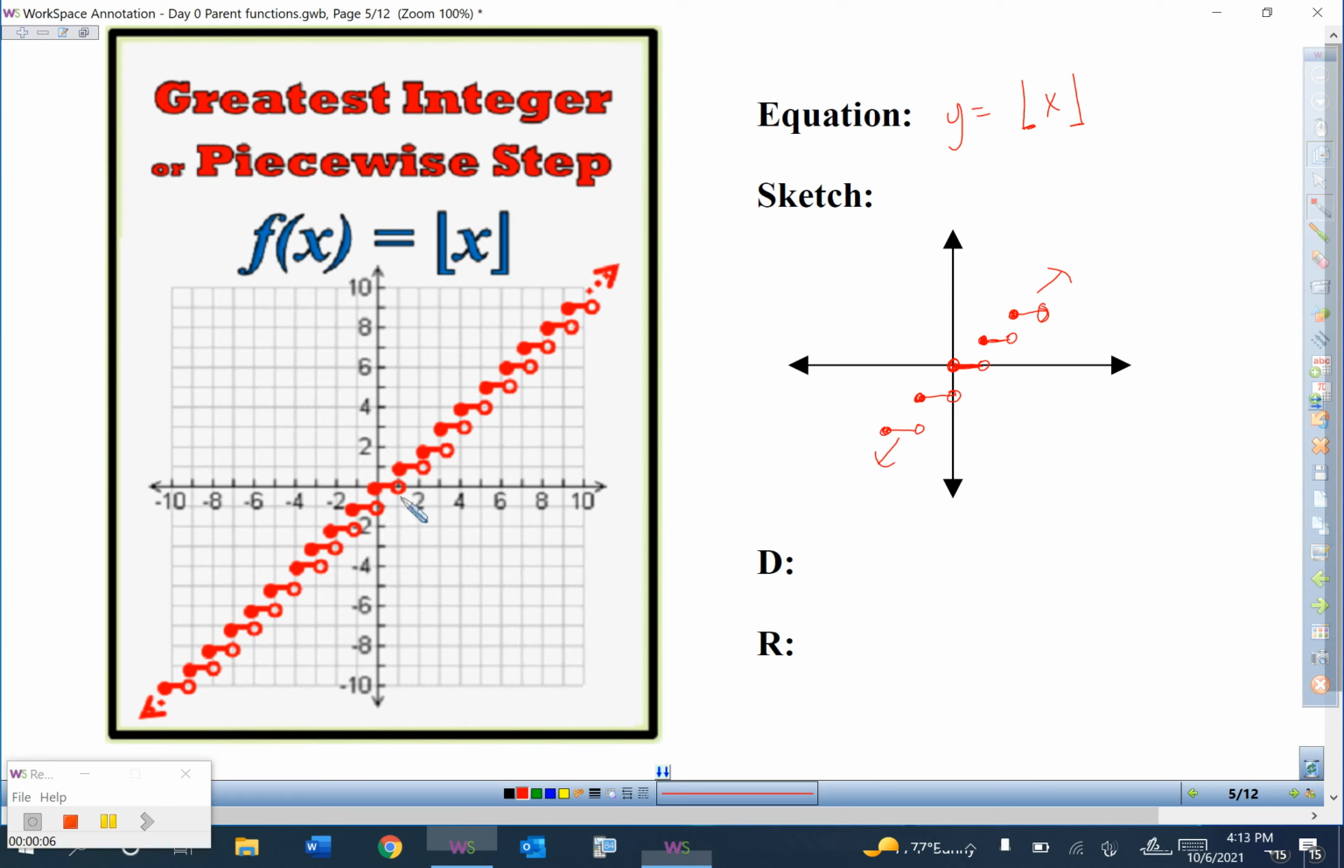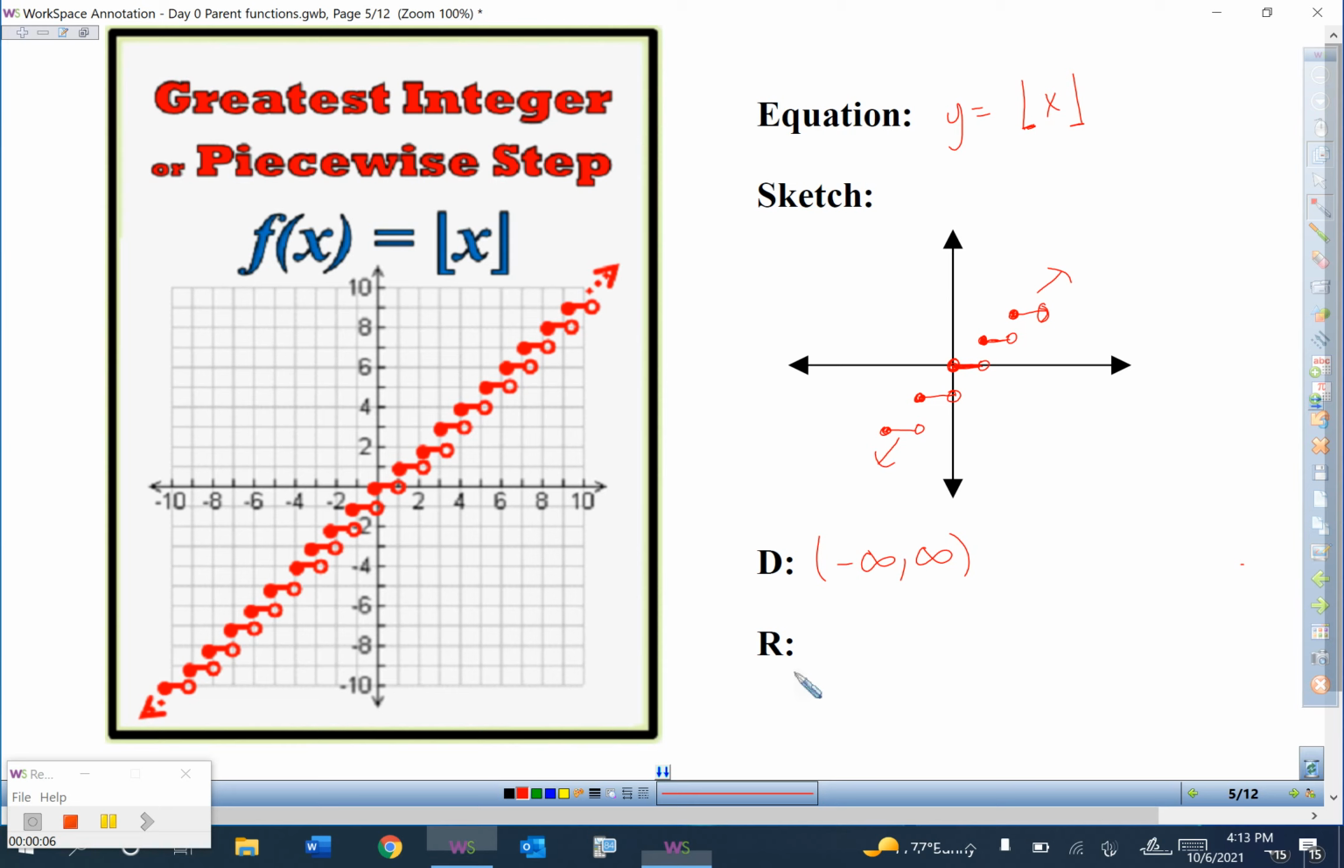All of the numbers from 1 to almost 2, like 1.9, they're rounding down to 1. So all of these are at a height of 1, and so on. And when we think about rounding, the domain is all real numbers because you can round any number in the world down.